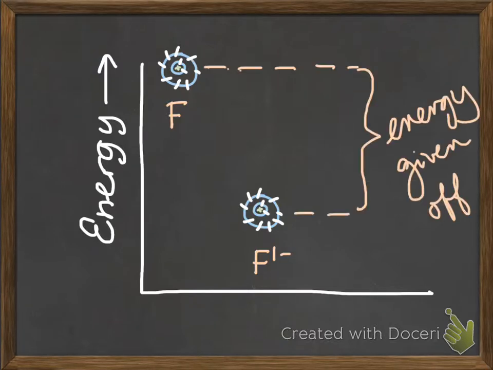So the difference in the energy of the unstable neutral fluorine and the fluorine 1 minus, where does that go? The difference in energy between the neutral fluorine and the fluoride ion, the fluorine with an extra electron, is given off into the environment. Some other atom will absorb it, don't worry about that. But because it's lower energy with the added electron, it's very stable.